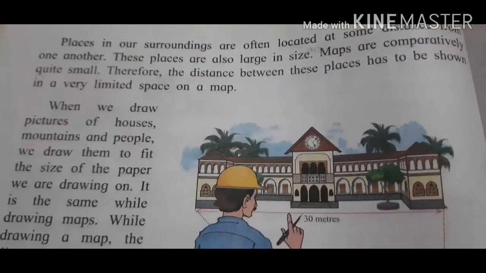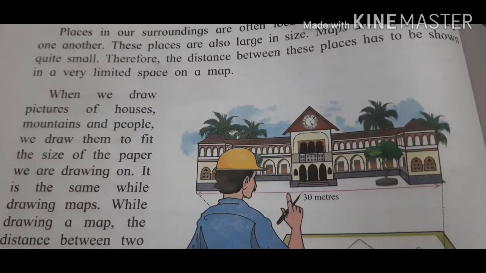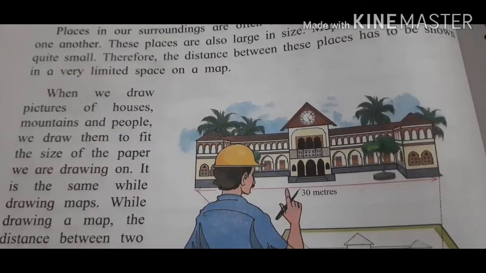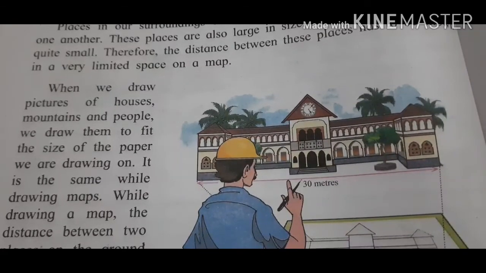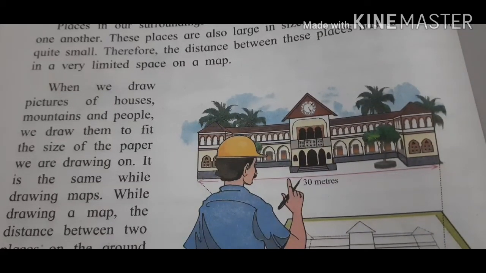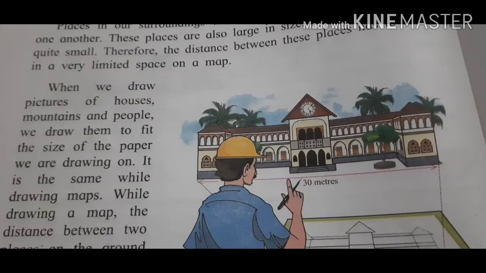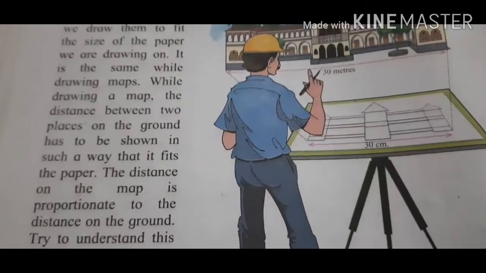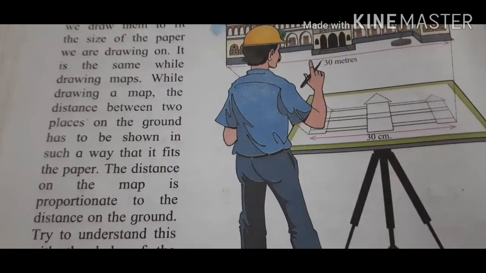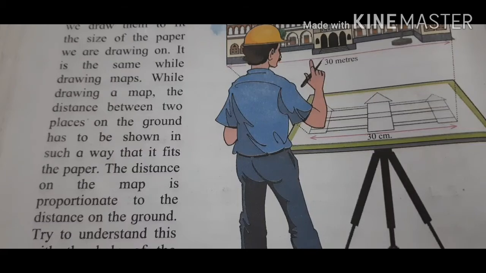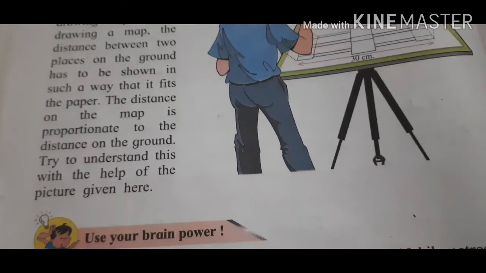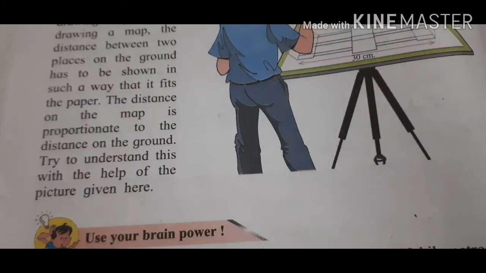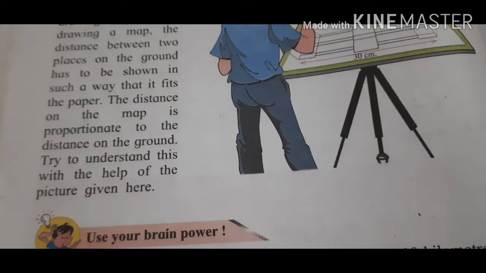When we draw a picture of houses, mountains and people, we draw them to fit the size of the paper we are drawing on. It is the same while drawing a map. While drawing a map, the distance between the two places on the ground is shown in such a way that it fits the paper. The distance on the map is proportionate to the distance on the ground. Try to understand this with the help of the picture given here.